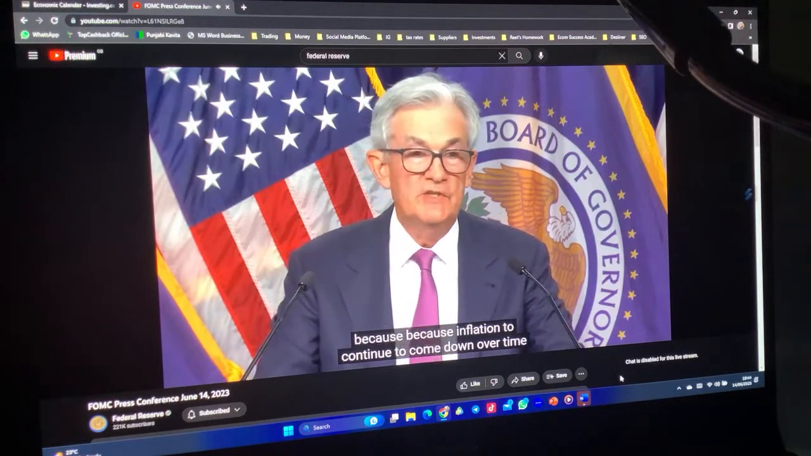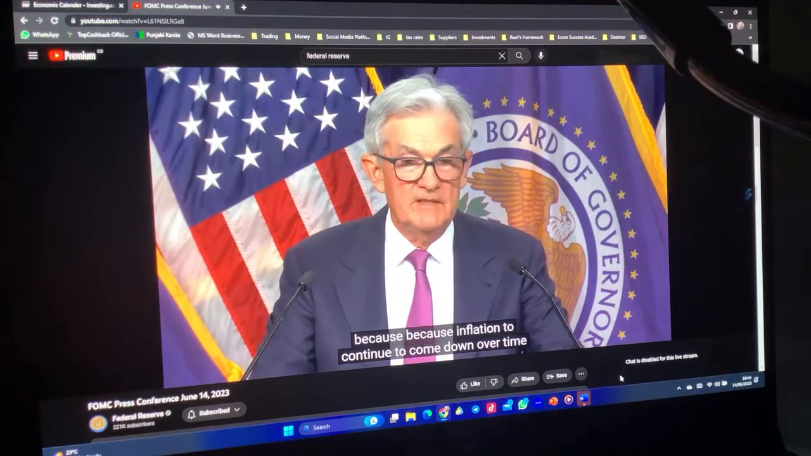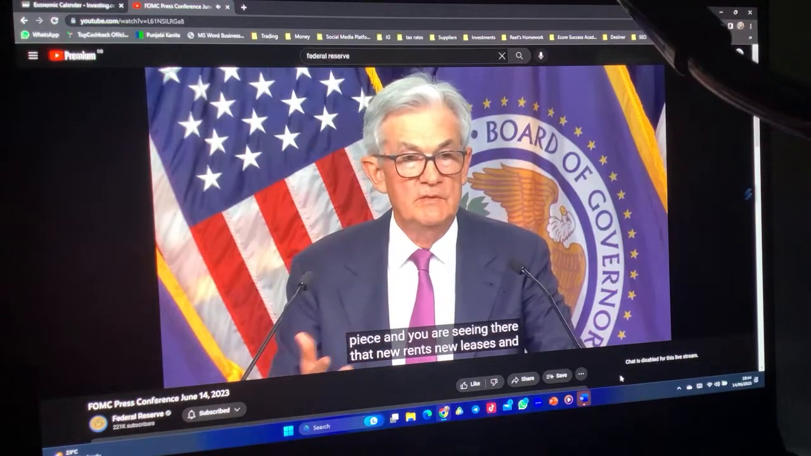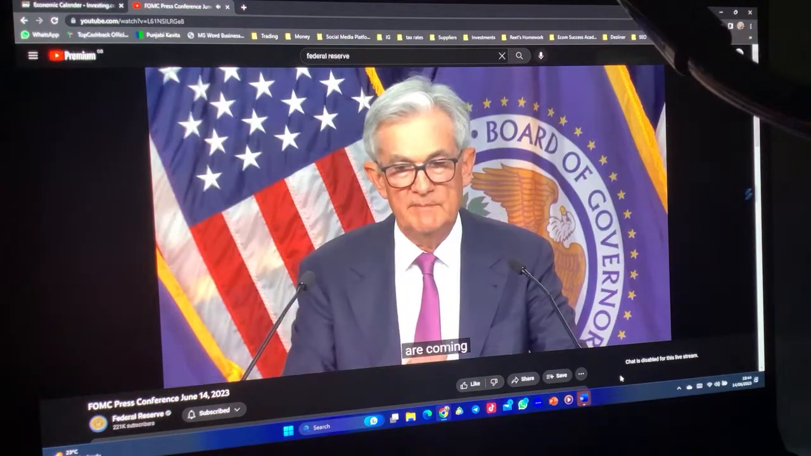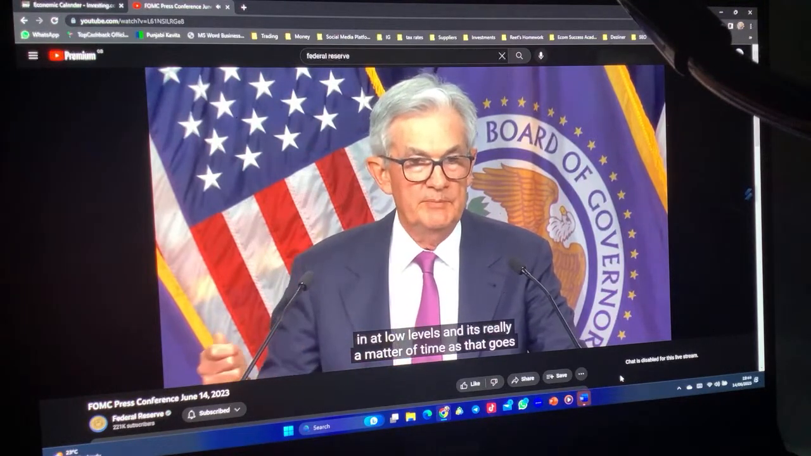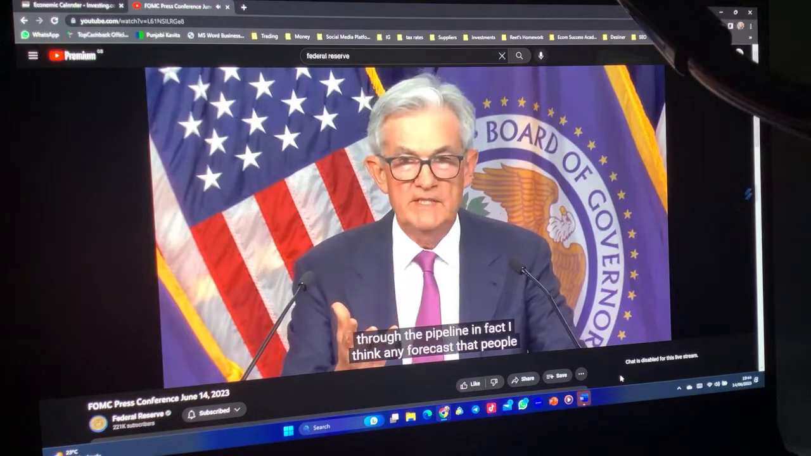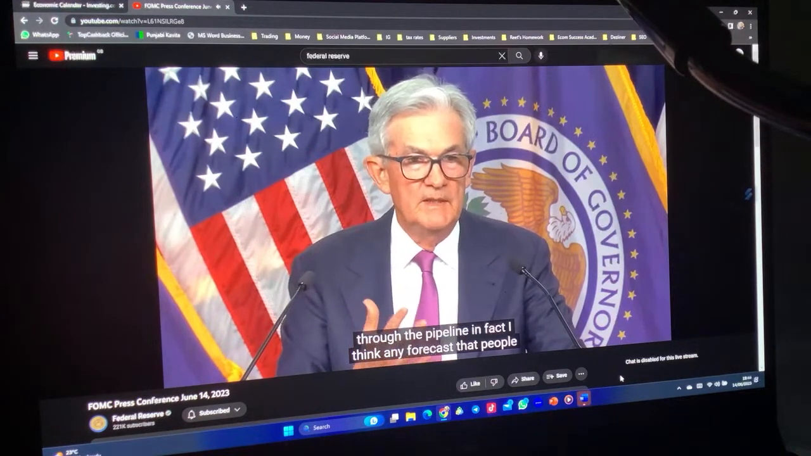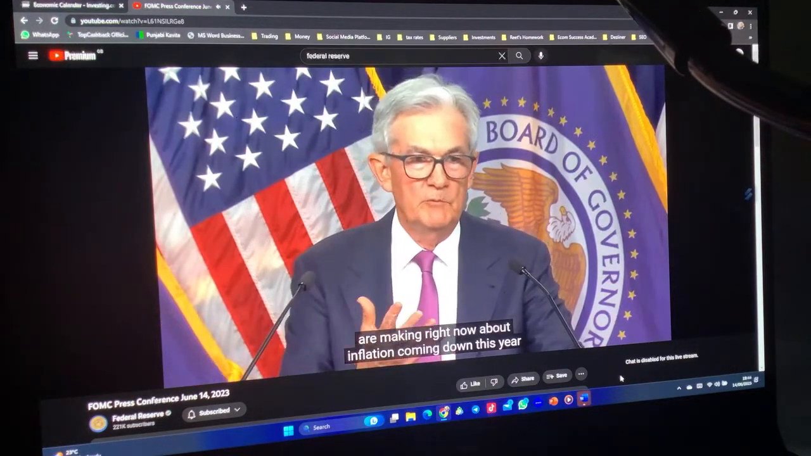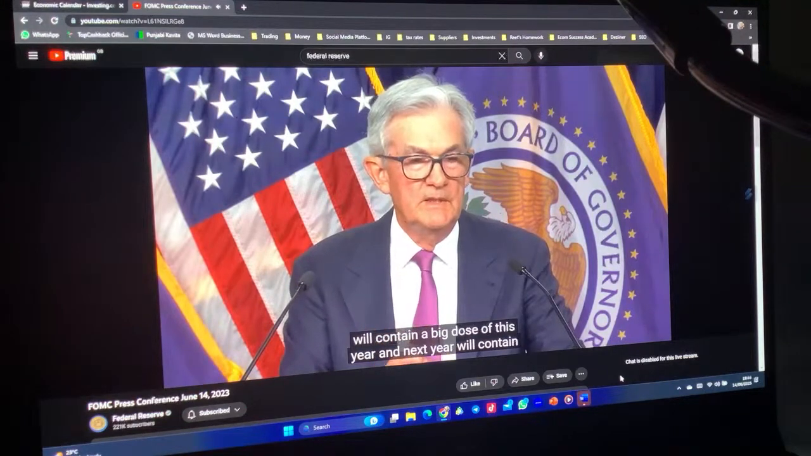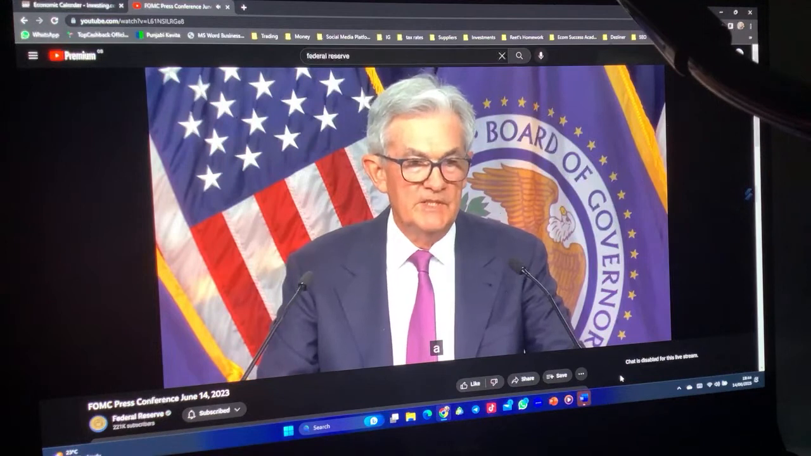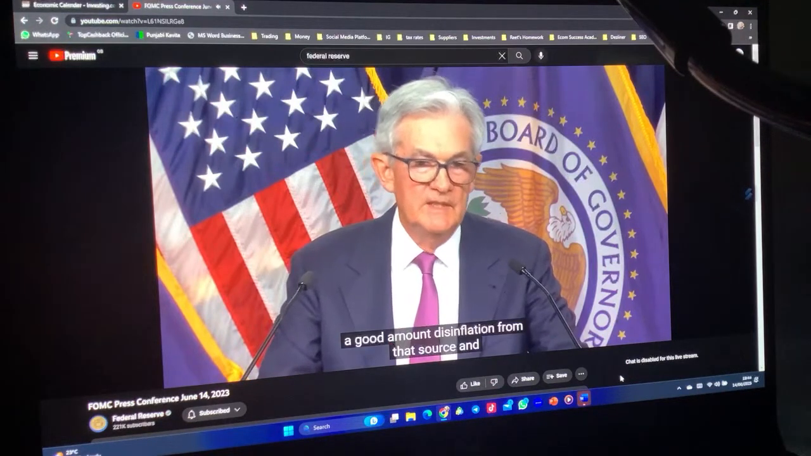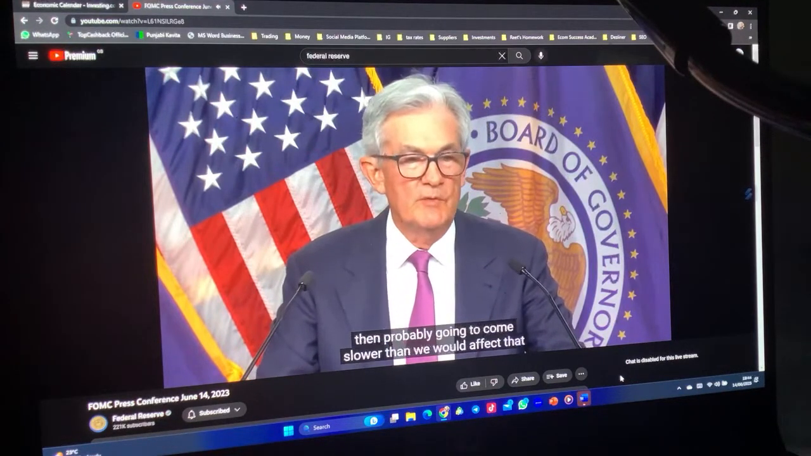In terms of housing services inflation, that's another big piece, and you are seeing there that new rents, new leases are coming in at low levels, and it's really a matter of time as that goes through the pipeline. In fact, I think any forecast that people are making right now about inflation coming down this year will contain a big dose of this, and next year will contain a good amount of disinflation from that source, and that's, again, probably going to come slower than we would expect.